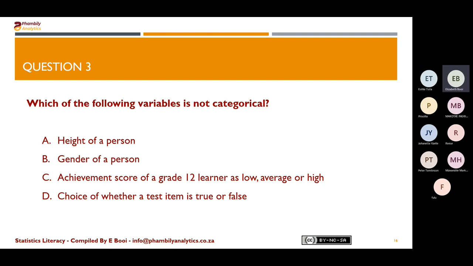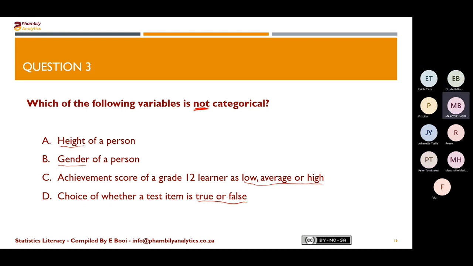Question three, which of the following variables is not a categorical variable? Think about it. Which one can you place into categories? Is it the height, gender, achievement score as low, average, high, and choice of whether the test is true or false? Which one of these is not a categorical variable? Which one of these can we not put into categories?